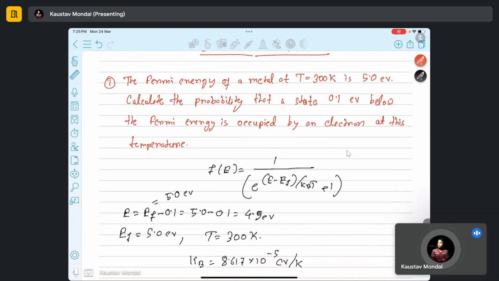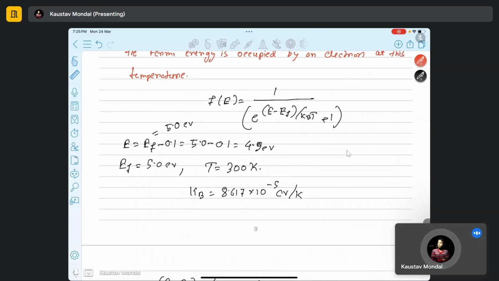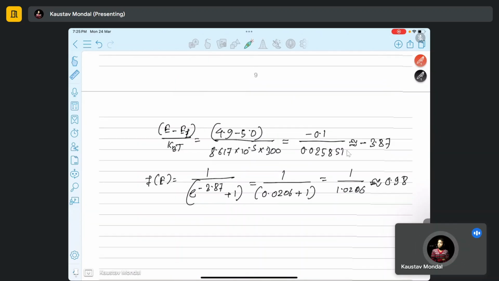So the Fermi energy is already given. Now at a particular temperature, you have to find the probability that an electron would occupy a state that is 0.1 electron volt below the Fermi level, 5 electron volt. So in that probability distribution function, just substitute all the numerical values. E minus EF is 4.9 minus 5.0. kB you have to write in terms of electron volt. Temperature is given as 300 Kelvin. First you calculate the exponent, then substitute it in the expression of the probability function, and from there we get the probability as 0.98.